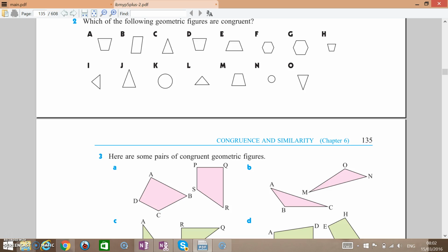H, nothing similar to H. I, well, L and I are similar. This is a rotation. They are the same size, so they are congruent. Nothing similar to J. K, there's no circle the same shape and size as K, so there's nothing congruent to K. N is similar but not congruent, and so on.